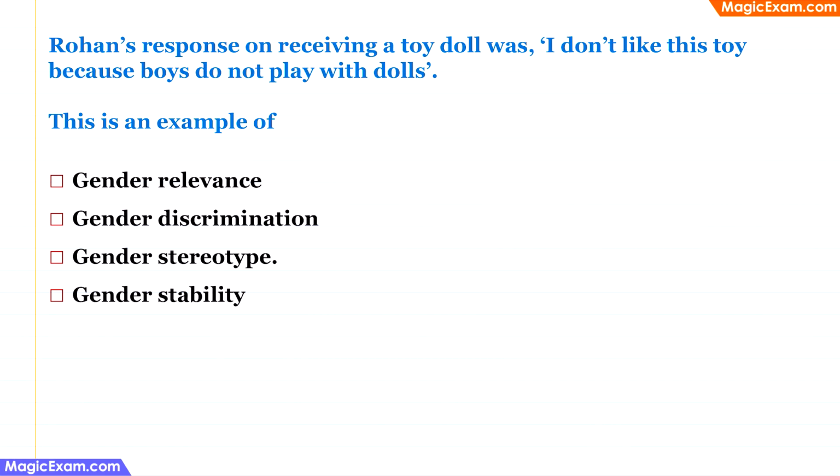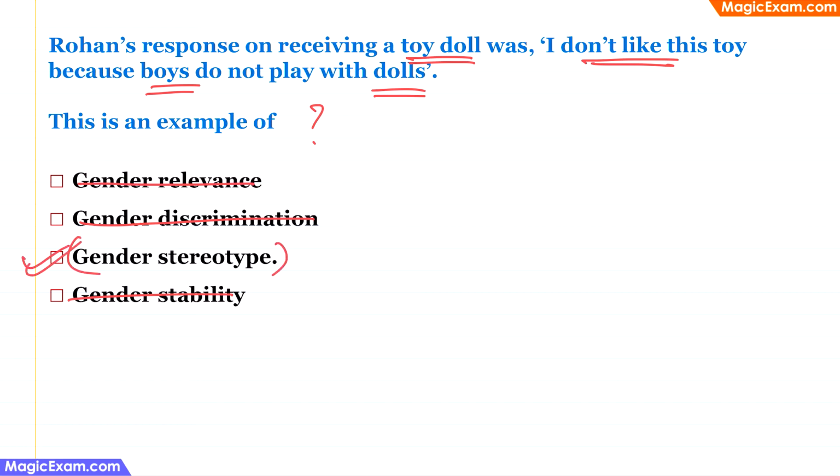There was a boy called Rohan who received a toy doll. It might be a Barbie doll. And he said, I don't like this toy because boys don't play with dolls. Now this is an example of what? This is not an example of gender stability, and this is not gender discrimination, and this is not gender relevance. This is gender stereotype, and that is the answer to this question.